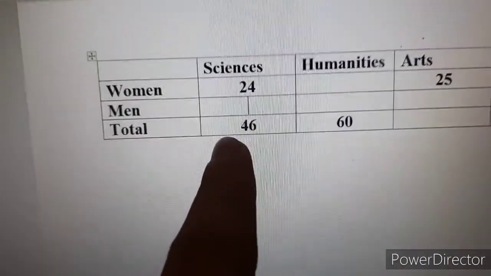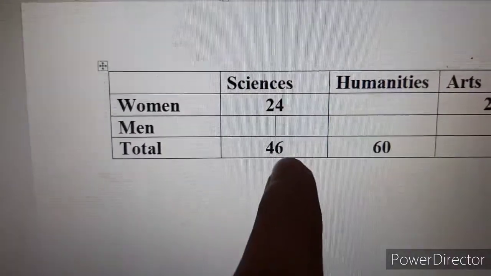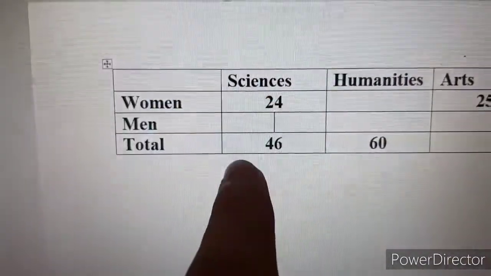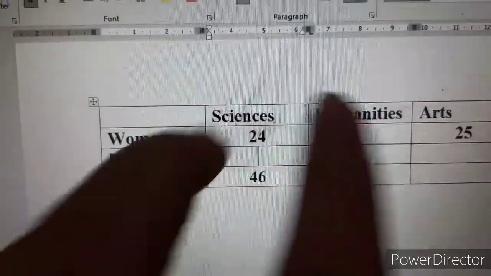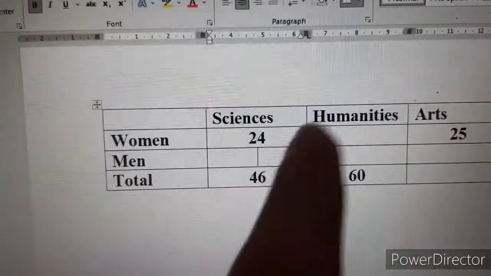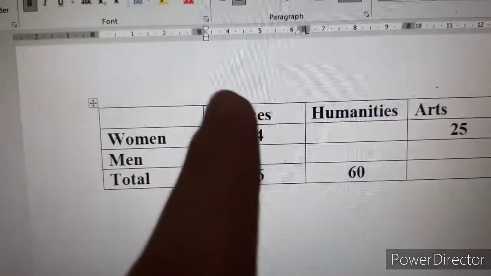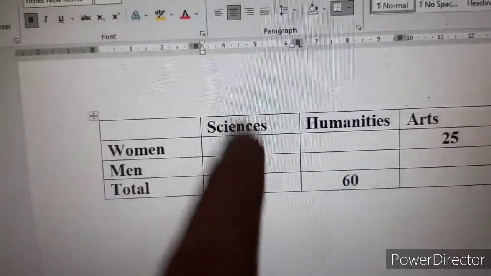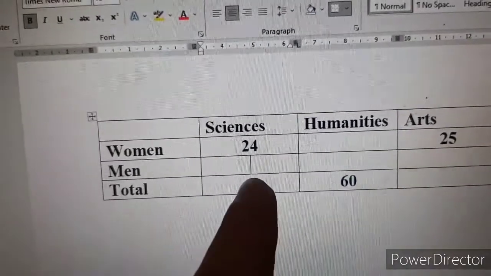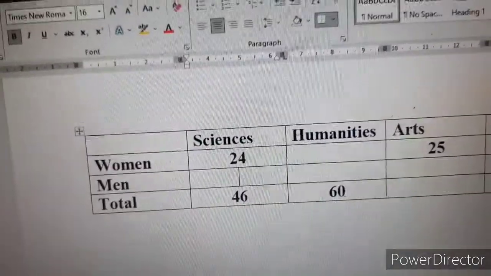But in order to get that, we just look at the total here. The total of women and men who went to science was 46. So in order for us to find the number of men who went to science, we just subtract 24 from 46. So 46 minus 24 is 22.